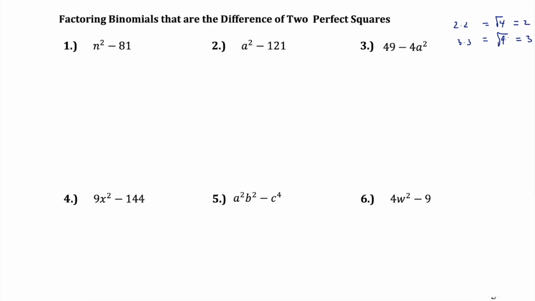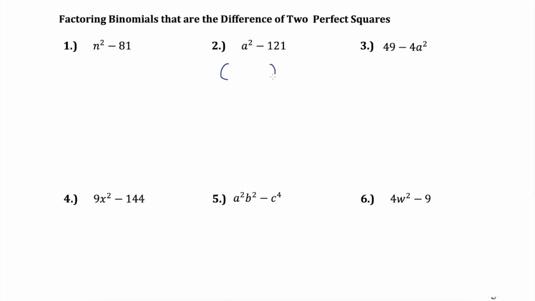So when I take the square root of a number, I get an integer. I don't get a decimal. So 4, 9, 16, 25, 36, 49 are all perfect squares. Also, x squared is a perfect square, because when I take the square root of x squared, I get x. So perfect squares, and they need to be the difference. The difference means subtract, right? So let's take a look at a squared minus 121.